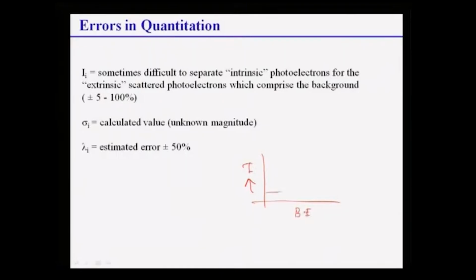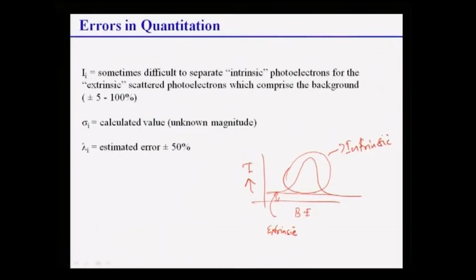So, there is a background, and this background comes from the extrinsic photoelectrons, whereas the peak comes from intrinsic photoelectrons. The basic problem is to differentiate between them. That means the basic problem lies in fitting the background properly, because the intensity calculation will depend upon how you remove the background, and that is why error creeps in. This error can be approximated to be about plus minus 5%, 5 to 10%.